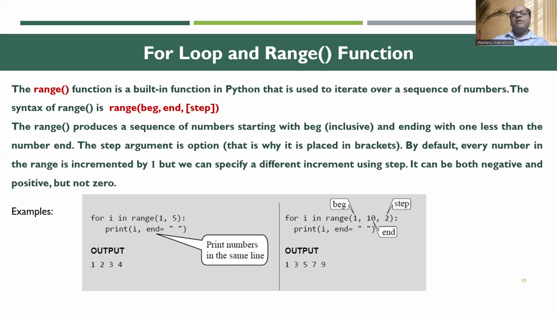Similarly, if you write for i in range(1, 10, 2), the iteration will start from 1 to 10. But since you have given step 2, it will increment the loop counter variable in each iteration by the value 2. So it will print 1, 3, 5, 7, 9.